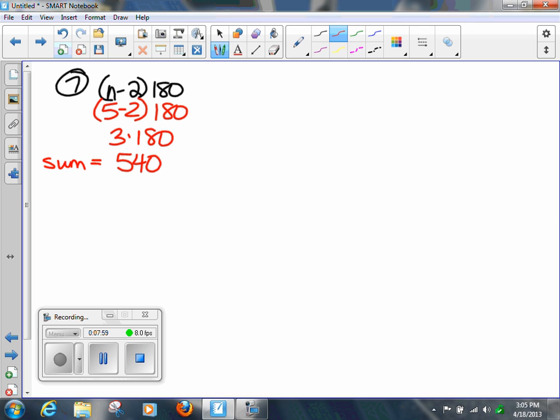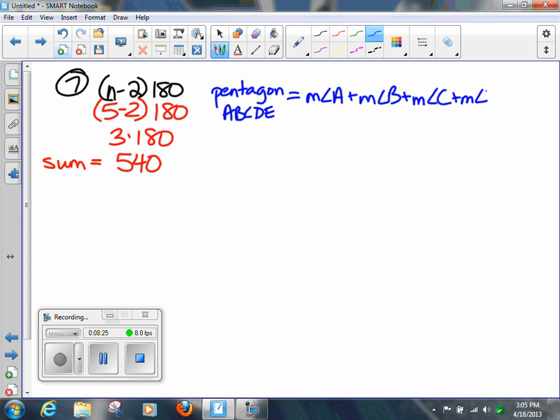Add them all together. All right, so here's what we're going to do, and this is going to take us a while to write out, but we're going to write it out anyway. This is pentagon ABCDE, which is equal to the measure of angle A plus the measure of angle B plus the measure of angle C plus the measure of angle D plus the measure of angle E. Write that down. Write it down. Exactly what I'm writing needs to be on your notes.